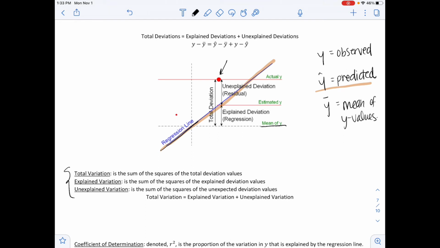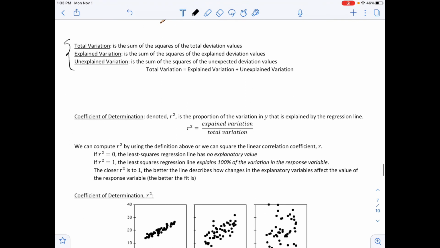We also have variations, which come from squaring these. The sum of the squares of the total deviation values is our total variation. Explained variation is the sum of the squares of the explained deviation values, and unexplained likewise is the sum of the squares of the unexplained deviation values. So your total variation is the sum, which is sigma, of y minus y bar squared, which equals the explained variation, the sum of y hat minus y bar squared, plus the unexplained variation, which is the sum of y minus y hat squared.